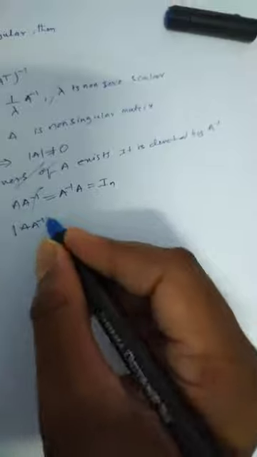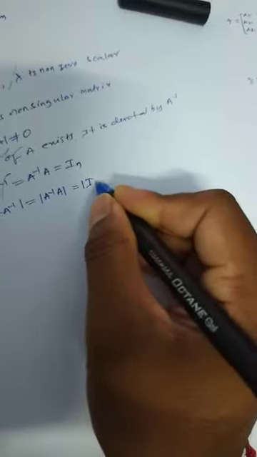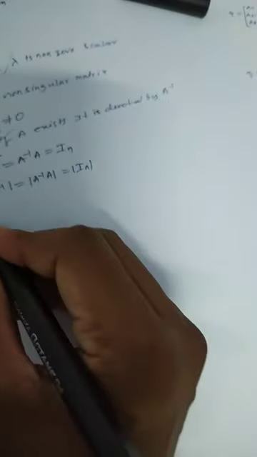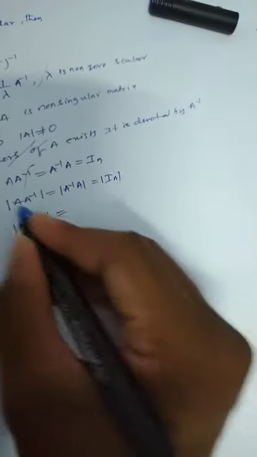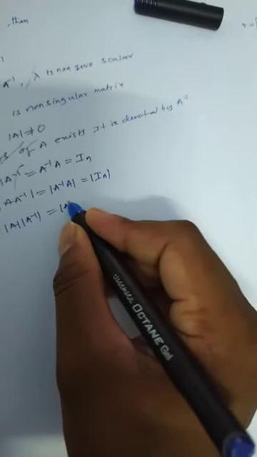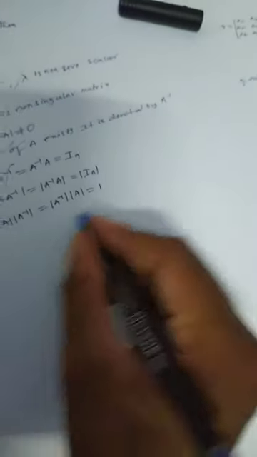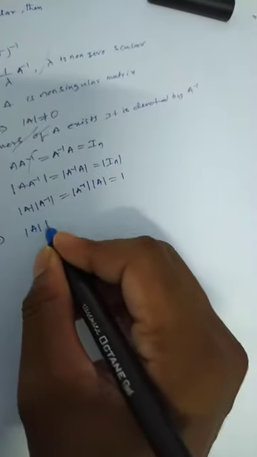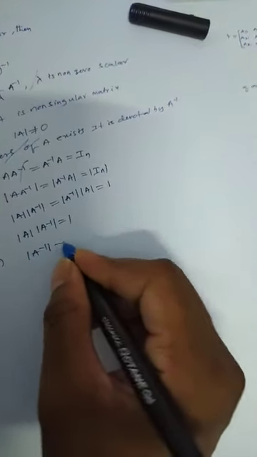So I am applying determinant on both sides. Det of A into A inverse into A equal to det of IN. That implies, let me expand this, det A into det A inverse into det A. The determinant of IN is 1. So I am taking this relationship: det A into det A inverse is equal to 1. So det of A inverse equal to 1 by det A. This is proof 1.